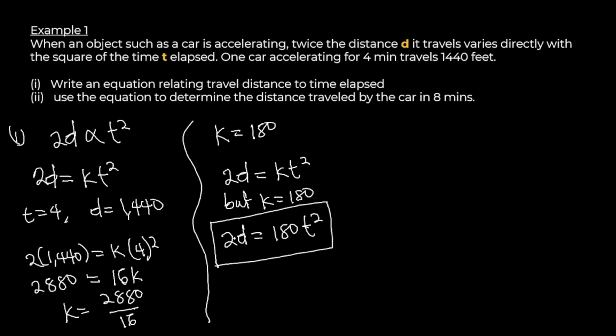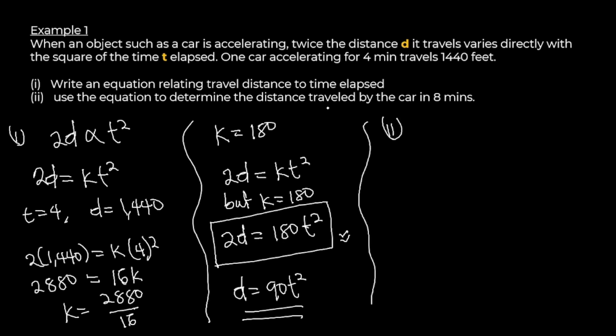Now, as you can see, this can further be simplified, in the sense that if we divide through by 2, we get the distance to be equal to 90t squared, as the relationship between the distance traveled and the time elapsed. So you either stop at 2d equals 180t squared, or you can further simplify it to get d equal to 90t squared. So with that out of the way, let's look at part II of the question.